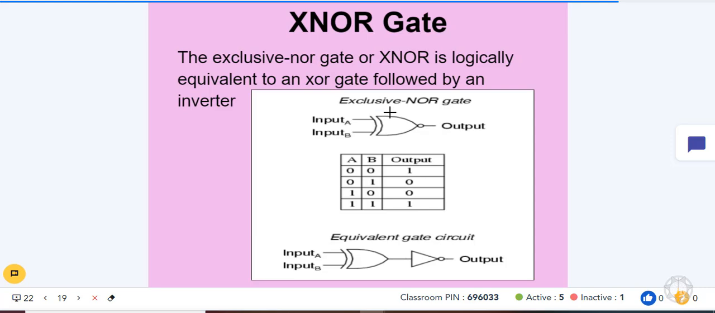Here you can see the equivalent gate circuit. In place of the small bubble, they have added the NOT gate. As I have mentioned, the NOT gate is also called the inverter gate, because it inverts the input value.